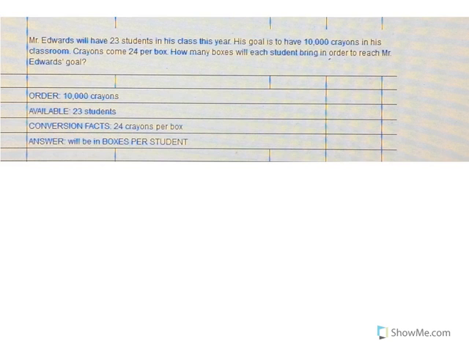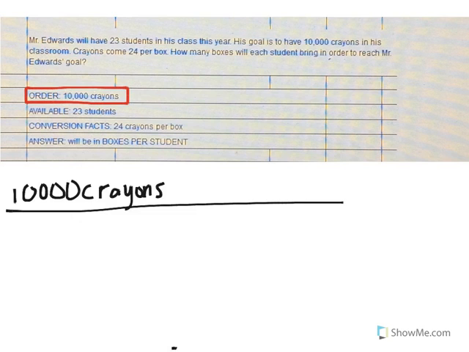In example 2, we have Mr. Edwards and his goal to have 10,000 crayons. His order, 10,000 crayons, that's where we're going to start our math. Notice I'm always using both the numbers and the words here. 10,000 crayons, start my railroad track.